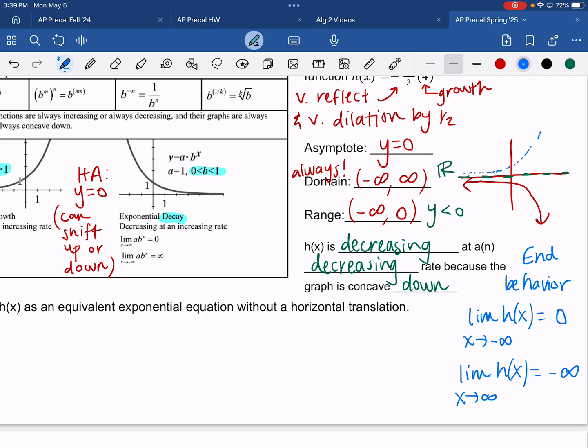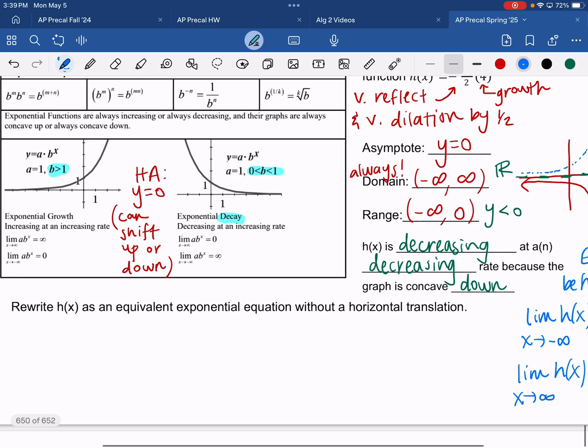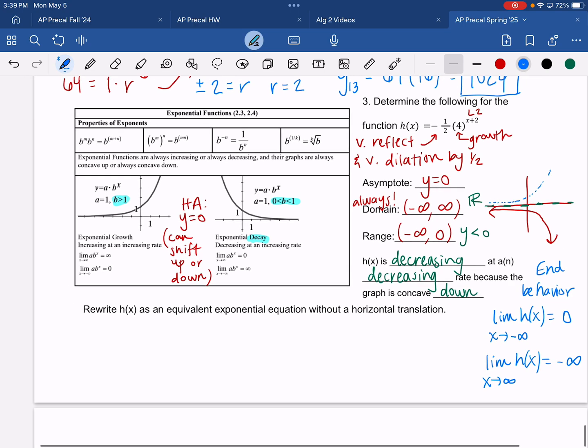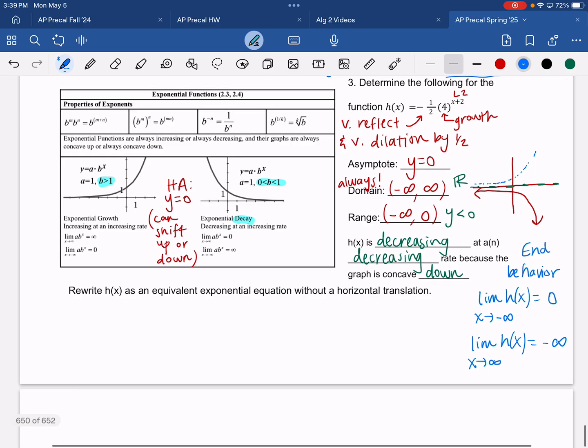And then, y'all, I really don't know if the next question will show up on the test or not. It asks us to rewrite h of x as an equivalent exponential equation without a horizontal translation. So now we're stating that the horizontal translation, the x plus 2, is no longer allowed.